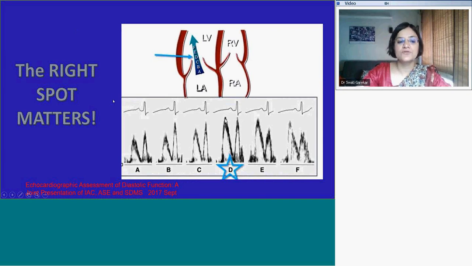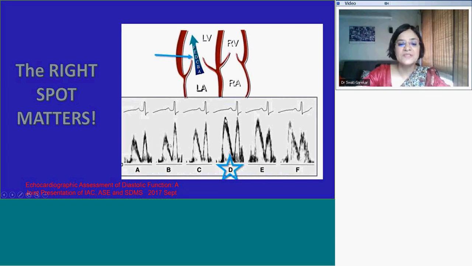Okay, so this is one of the most important slides of this presentation, on where the gate should be to assess diastolic dysfunction. It has to be pulsed wave Doppler, and the gate has to be right here at the tip. Not at C, not at B, not at A, not at E or F either. Now, does it matter? Clearly, as the pulse gate moves into the left atrium, your E velocities come down. And the whole of diastology is based upon the peak velocities and the ratios.